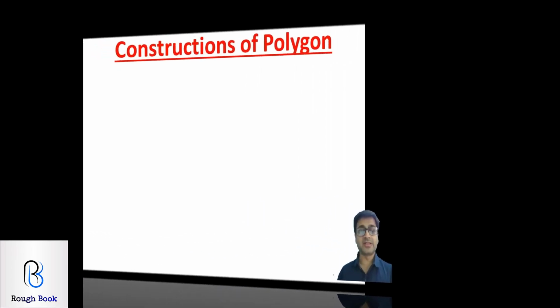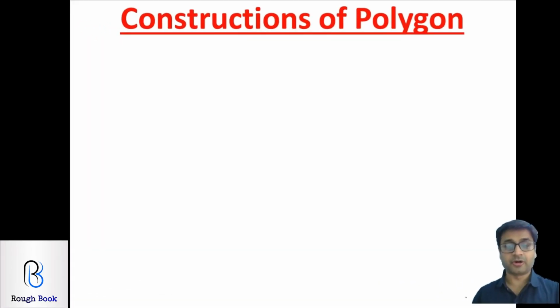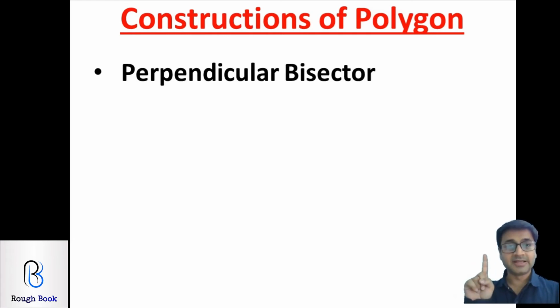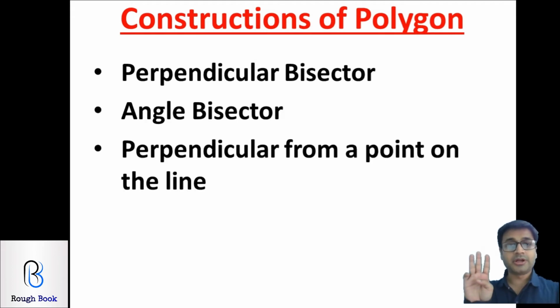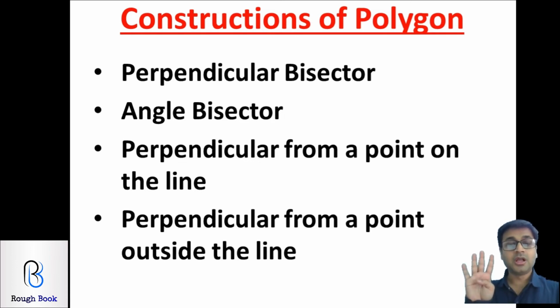Get into the textbook and start with the exercise for constructions of polygon, we need to understand 4 basic things, basic tools for construction. The first one, perpendicular bisector. The second one, angle bisector. The third one, how to draw perpendicular from a point on the line. And fourth one, how to draw perpendicular from a point outside the line to the line. So once we know these 4 things, after that it is going to be very simple to tackle the exercise. So first let's understand these basic construction techniques and then we can get into the textbook.